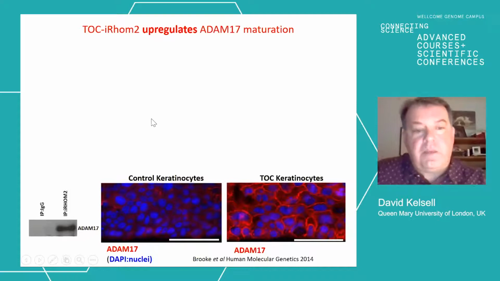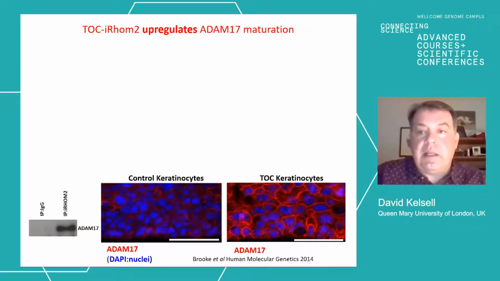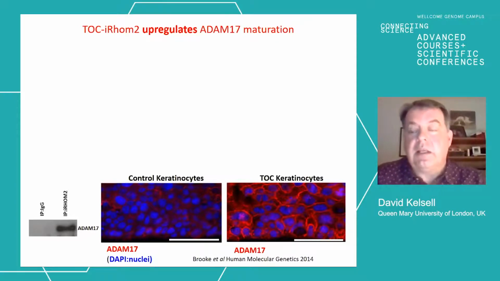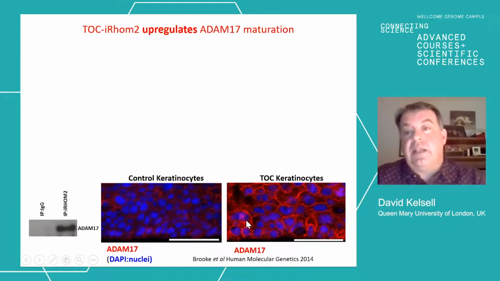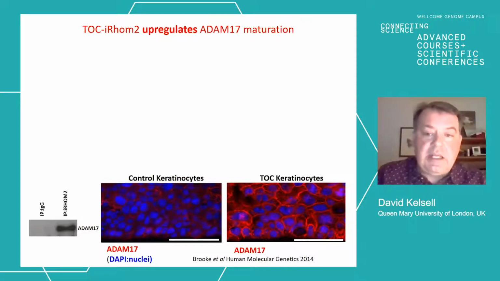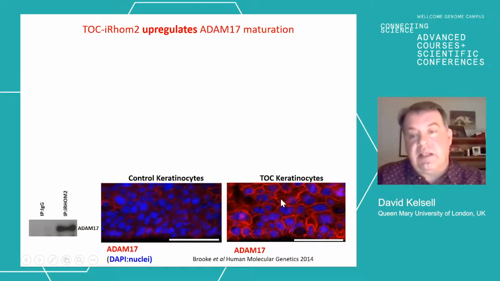To develop this further, we then immunoprecipitated iRhom2 in keratinocytes, and then did a Western blot with ADAM17. And you can see that ADAM17 is in this complex of iRhom2, suggesting that it may interact directly or very closely with iRhom2. So the other thing we did was we did 3D cultures and just looked to see where ADAM17 was expressed. And you can clearly see in top keratinocytes, there is lots of ADAM17 expression and lots of it at the cell surface.